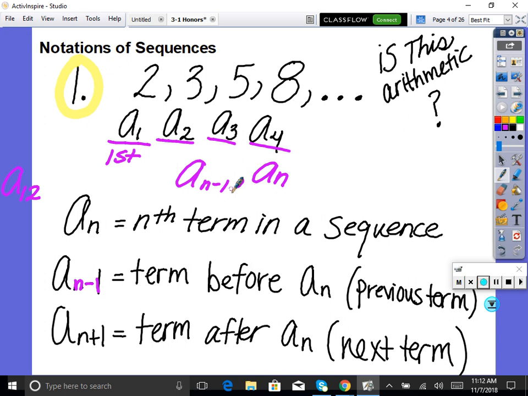So what about the minus 1? No, that's not what it's saying. That literally just says the previous term. So then a sub n plus 1 would be the term after, or the next term, for example.